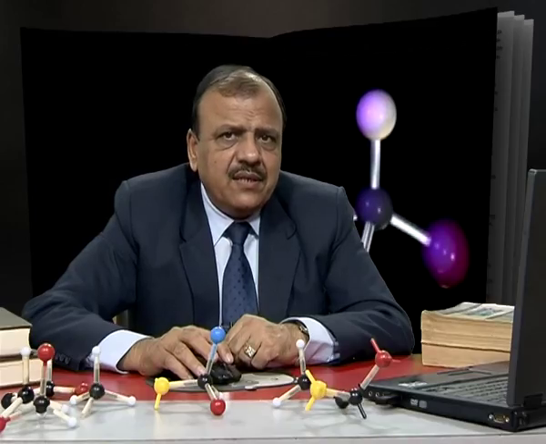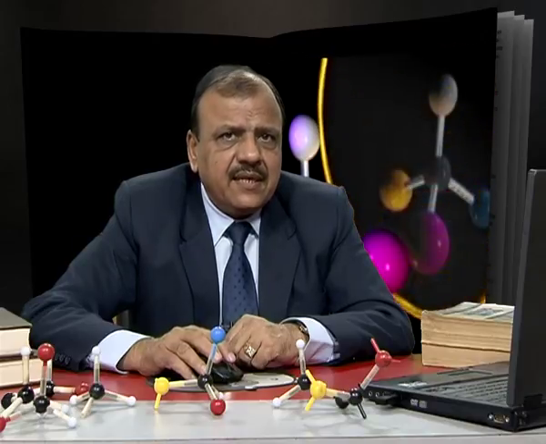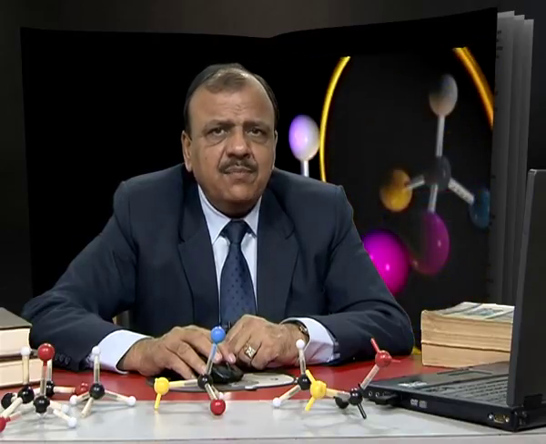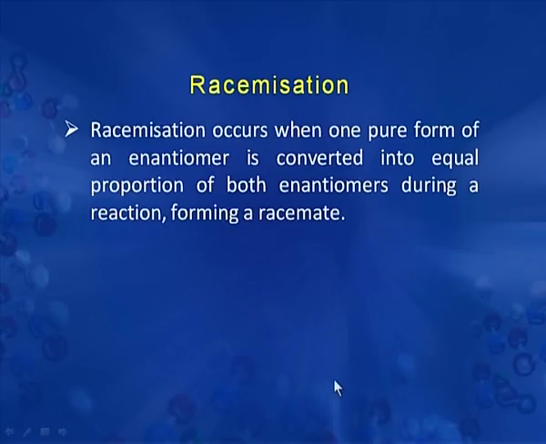We observe this type of inversion mainly in SN2 type of reactions. Then next is racemization. Racemization is that if in a reaction we start with a pure enantiomer and after the reaction we get a mixture of both the enantiomers of the product, dextrorotatory as well as levorotatory. That is, we are getting a racemate or racemic mixture.